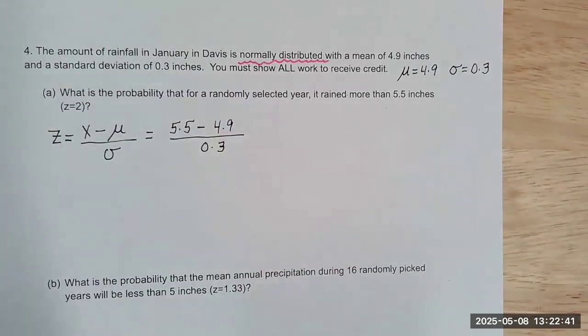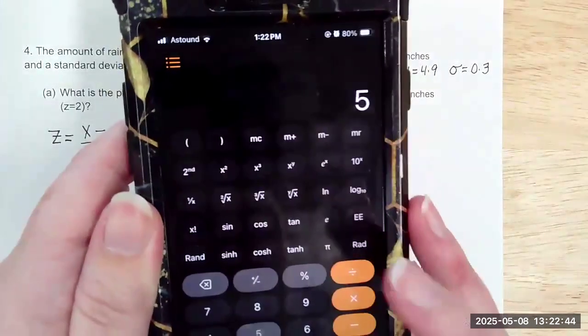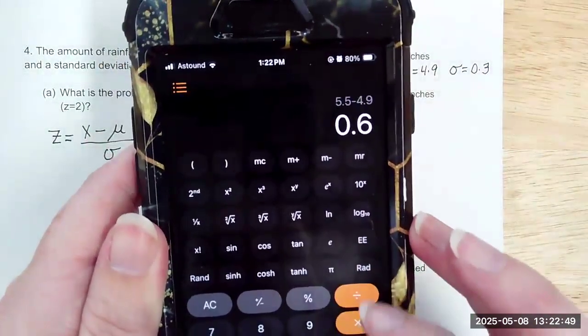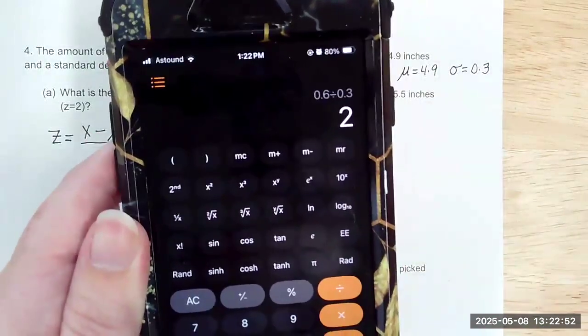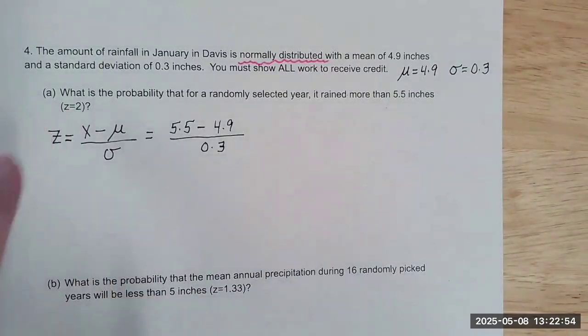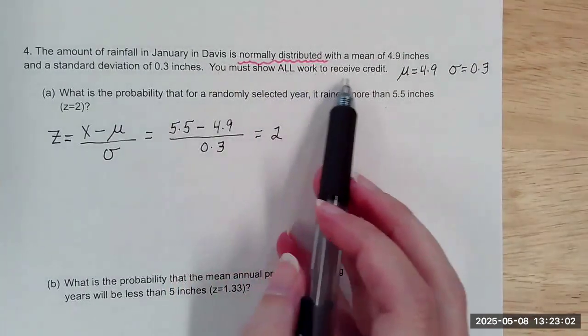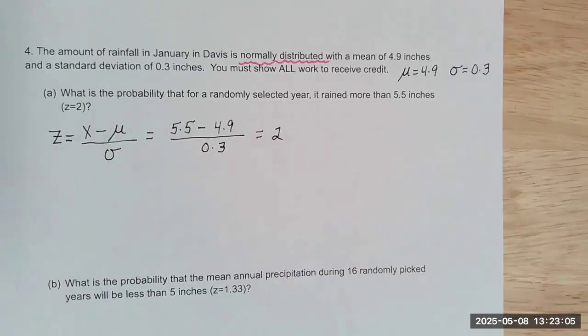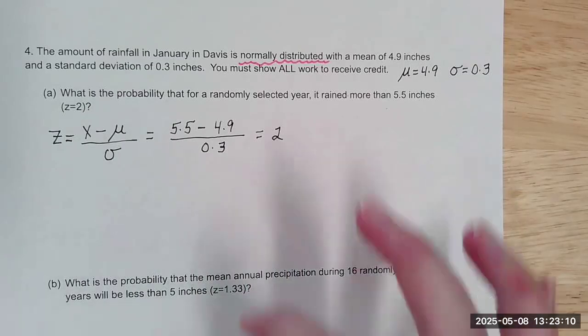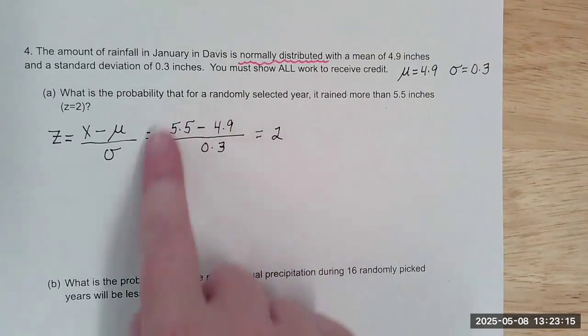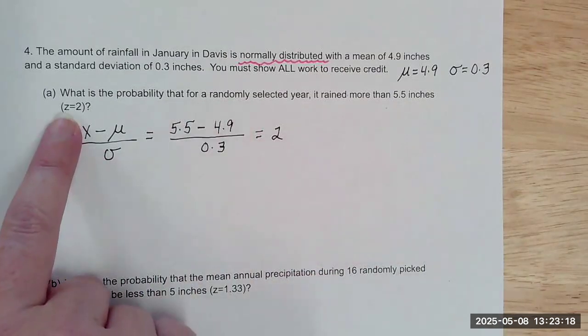So when she put Z is equal to 2, she did the calculation for you, but she still wanted to see you do it on your paper. So 5.5 minus 4.9, and if we divide that by 0.3, it comes out to be 2. So she gave you the correct answer, but she still wanted you to show the work for it. She does that a lot. That's why she wrote must show all work to receive credit. She told you Z is equal to 2 because some quarters she didn't let people use a calculator. So she just wanted them to write that part out. She knew people were going to get stuck right there and go, I don't know what that answer is. And she's like, don't worry, it's Z is equal to 2.